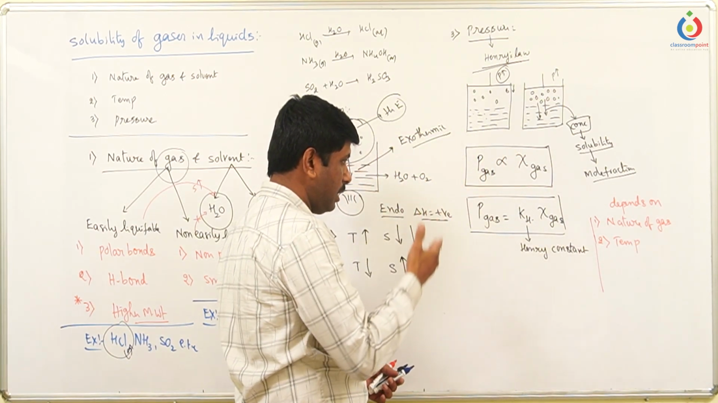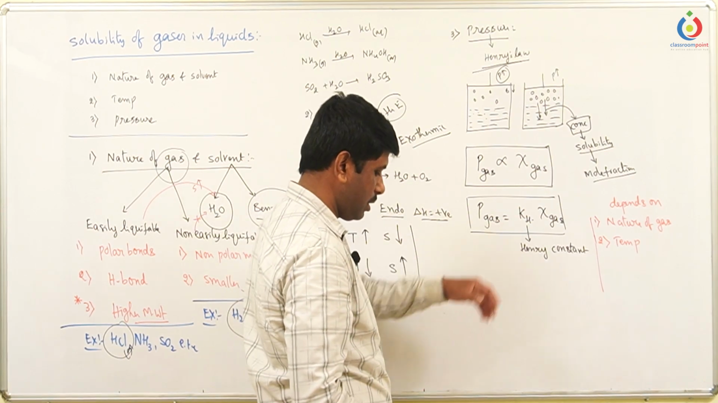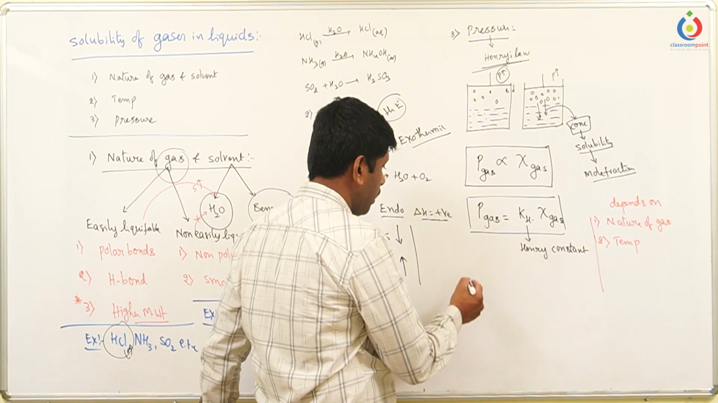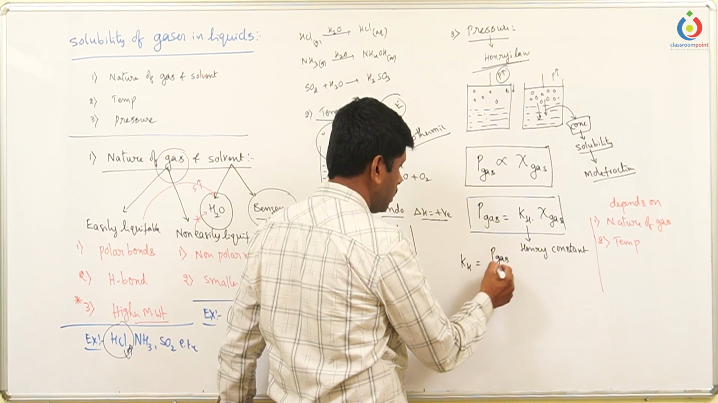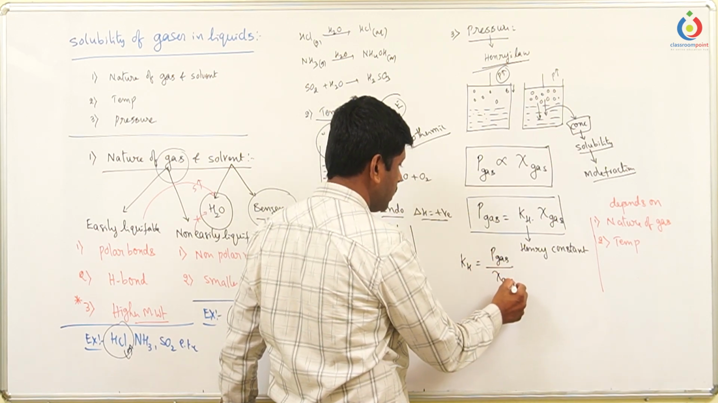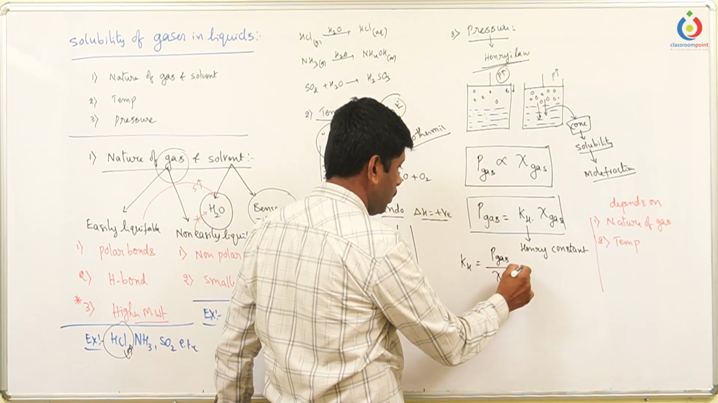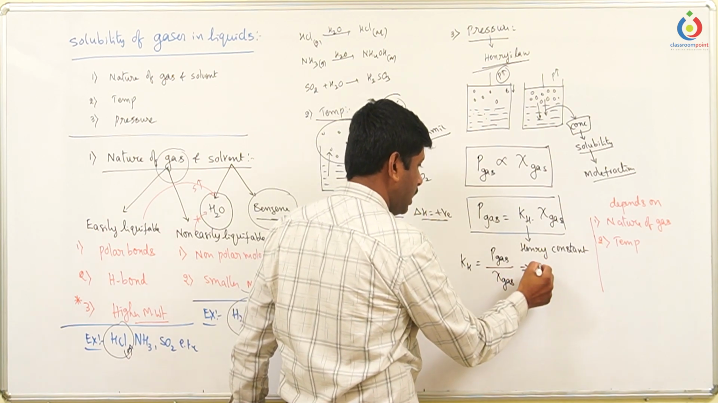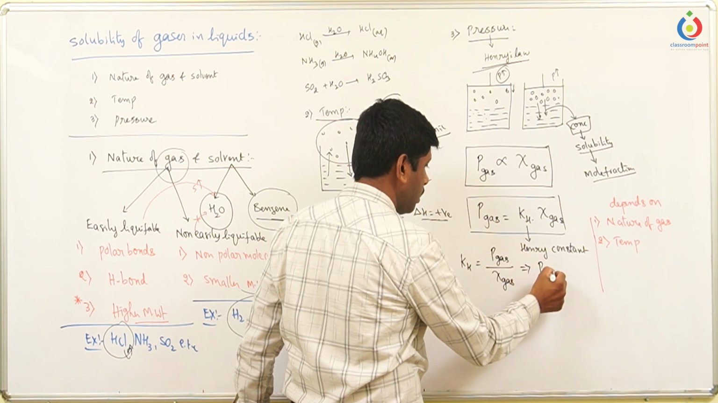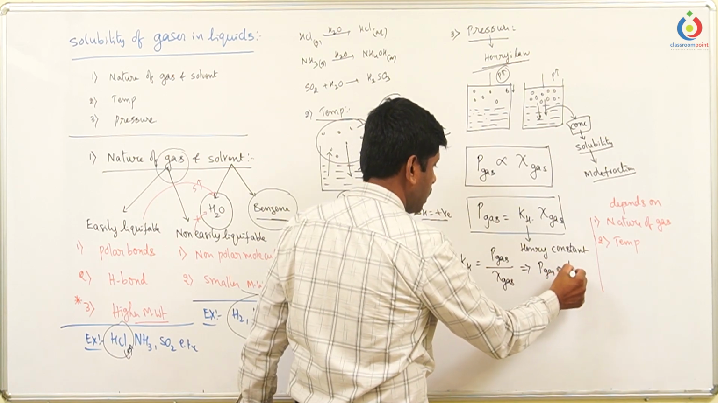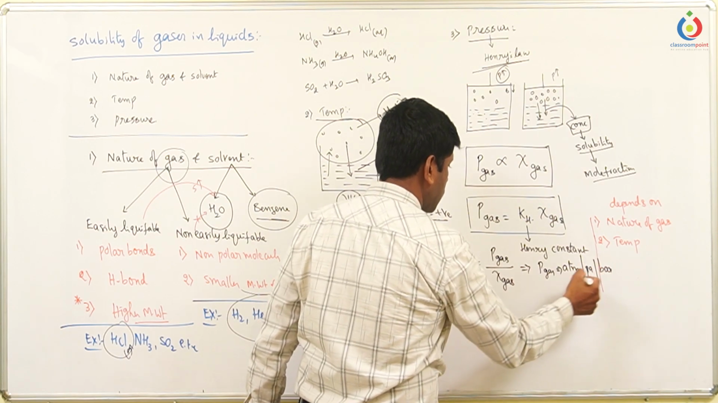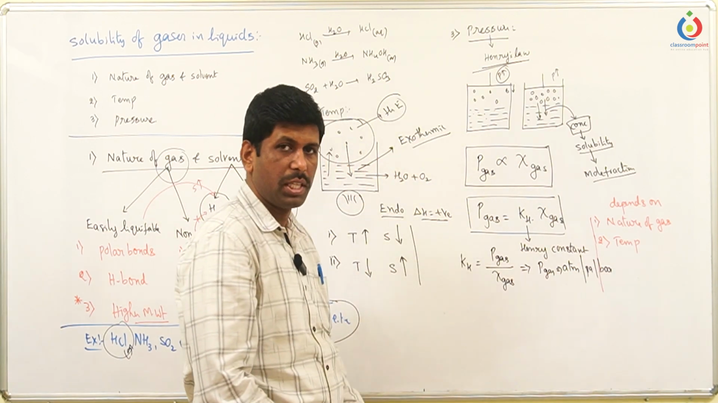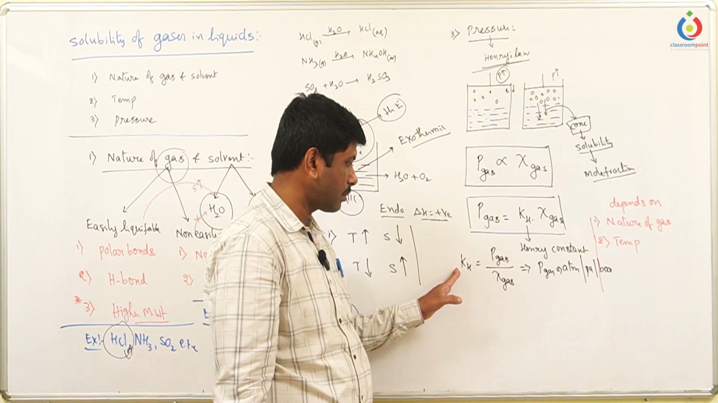So how the temperature and nature of the gas are affecting the Henry's constant, let us see here. We know that Kh is equal to the partial pressure of the gas divided by the mole fraction of the gas. Mole fraction has no units, so that Kh ultimately has the units of the pressure of the gas. That means you can take atmospheres or pascals or bar, whatever it may be. All pressure units can be considered for the Kh.